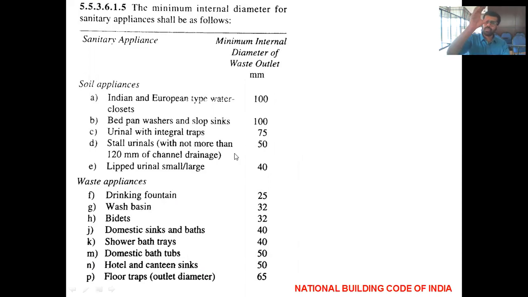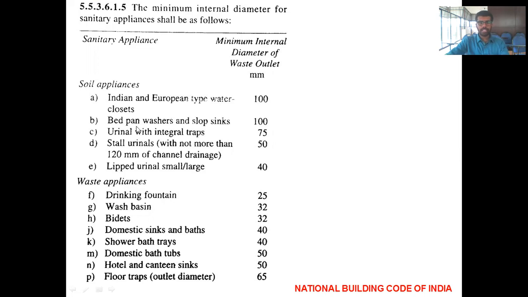You understood? Imagine in your toilet there is a water closet, a urinal, a drinking or wash basin, and a shower. From these individual fixtures, the diameter of the drain pipe will be 40 for a shower. For a water closet it will be 110 or 100. For wash basins it will be 30. This won't change, so we don't want to calculate anything. We just look here, see the minimum internal diameter, and go according to that.